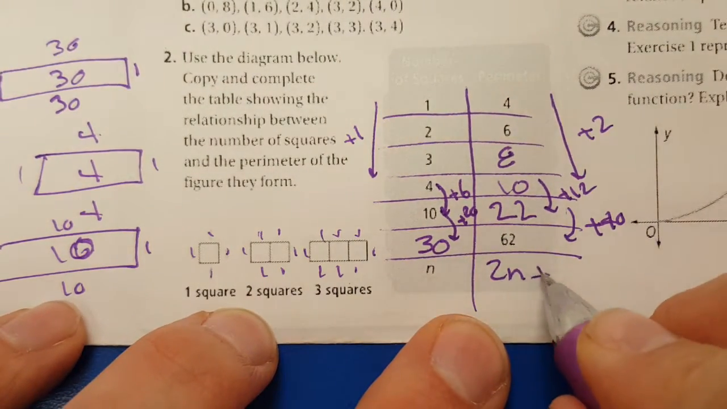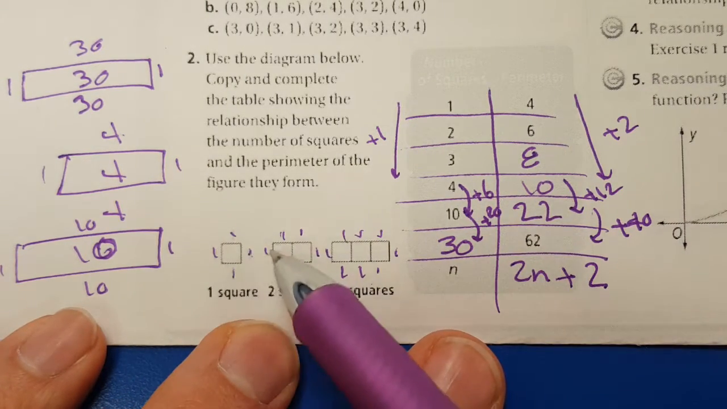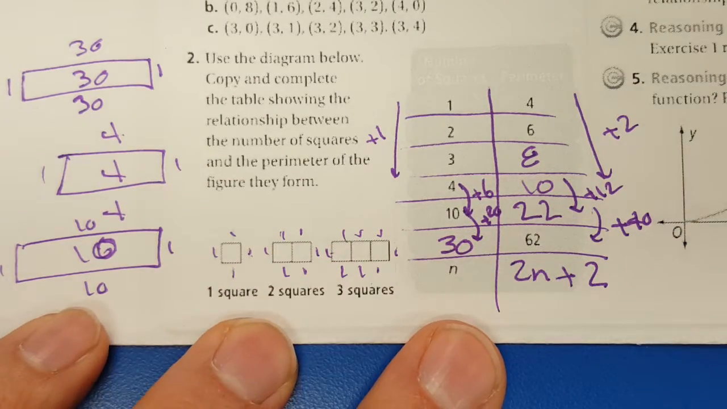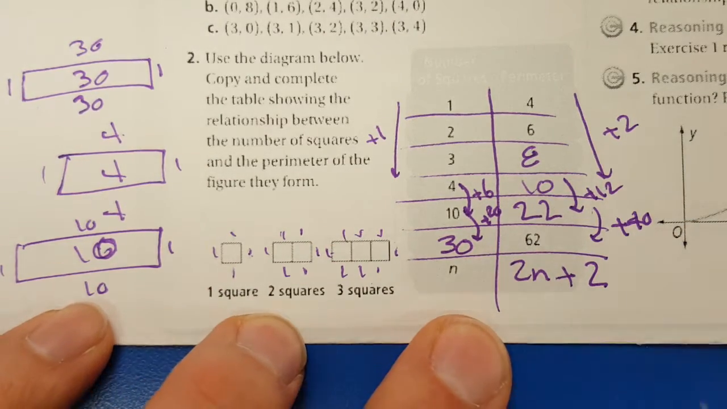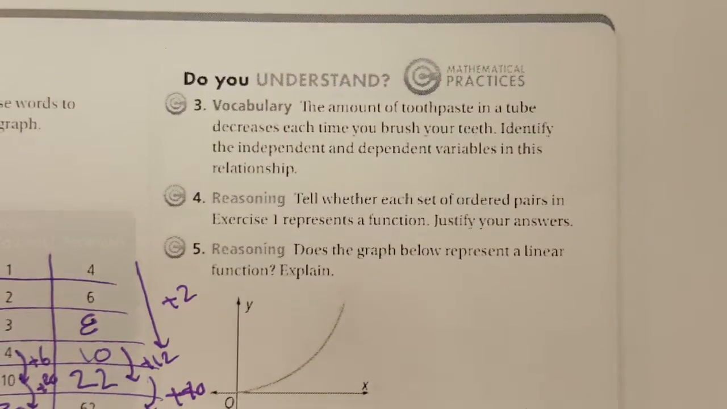Then you add that pesky extra 2 that every single one had. 1, 2, 1, 2, 1, 2, 1, 2, 1, 2, and then 1, 2. Also known as the constant. So the change was 2 and the constant was 2. So 2n plus 2, and we're all done. Except for 3, 4, and 5.